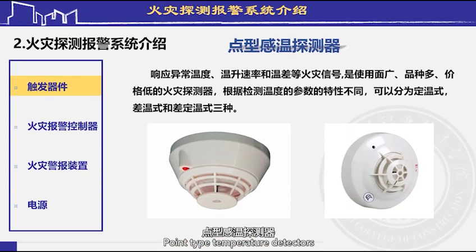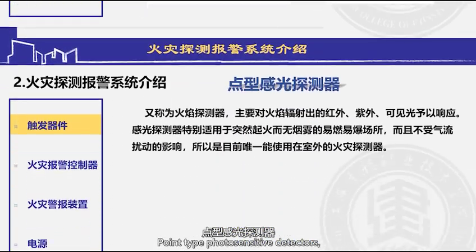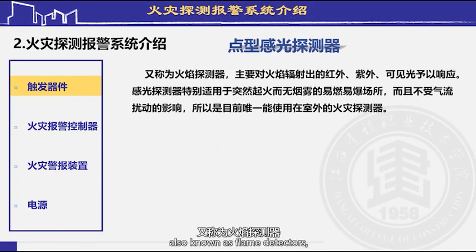Point-type temperature detectors respond to fire signals such as abnormal temperature, temperature rise rate, and temperature difference. They are widely used, diverse, and low-priced fire detectors. According to the characteristics of the temperature detection parameters, they can be divided into three types: fixed temperature, differential temperature, and differential fixed temperature.